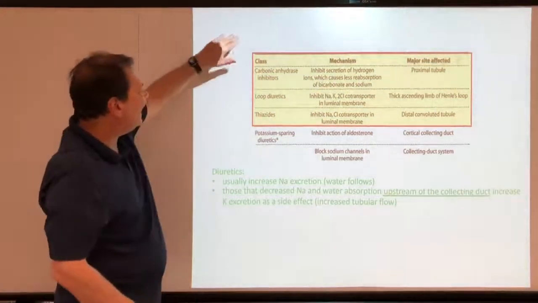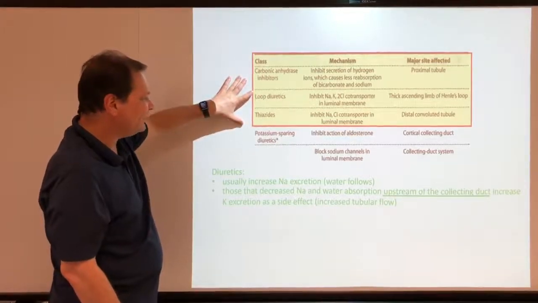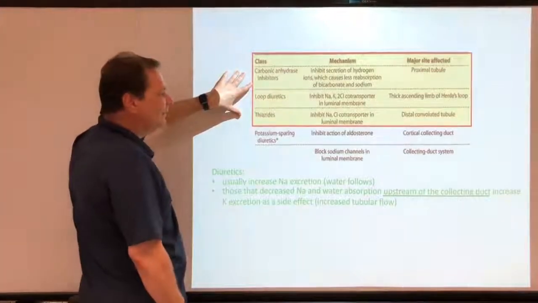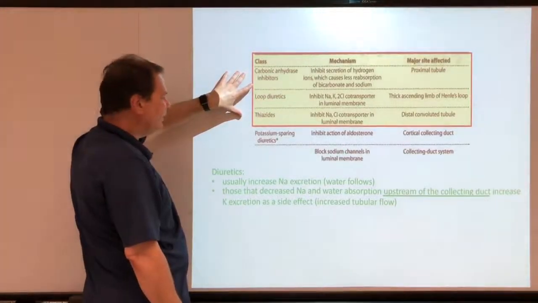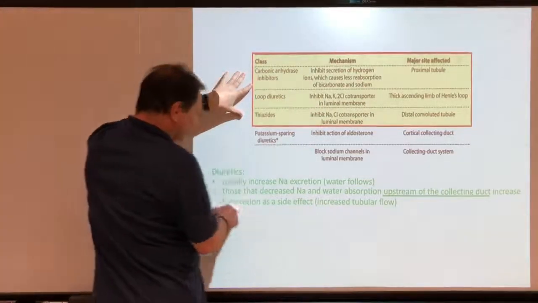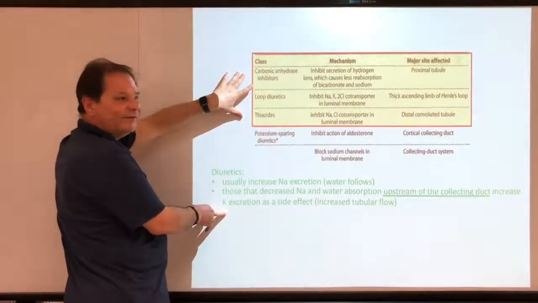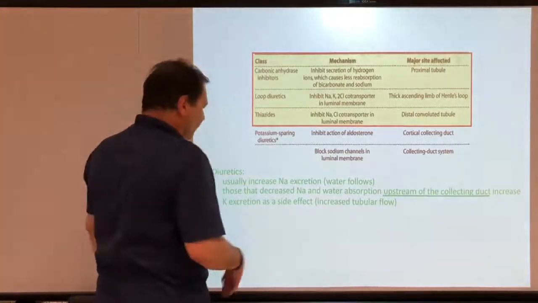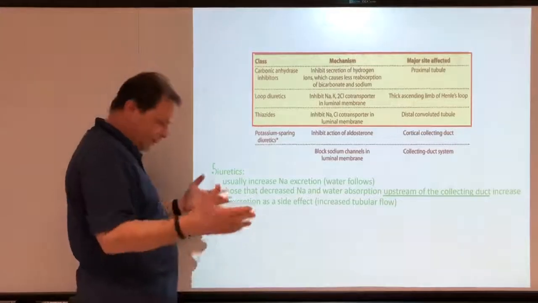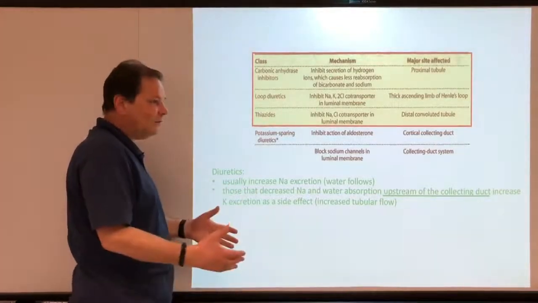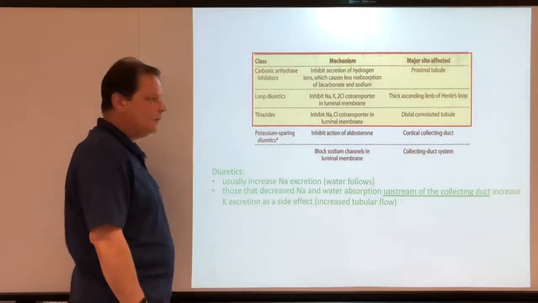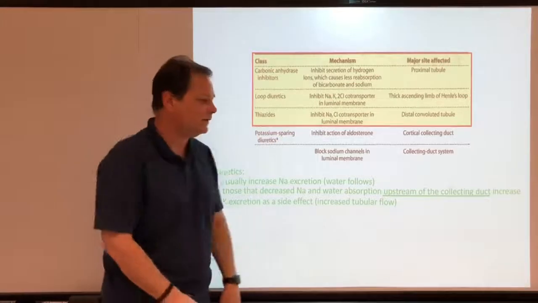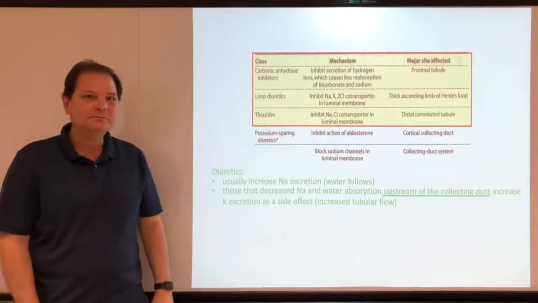So if we look at the diuretics that act upstream of the collecting duct, upstream of that cortical collecting duct in particular, these are going to increase potassium excretion as a side effect because they are going to increase tubular flow by whatever mechanism, because you're leaving more water in the tubule, and that's the whole idea. You want the patient to urinate more. Okay, so you get this increase in tubular flow, that leads to an increase in potassium excretion. That can cause a problem, okay?